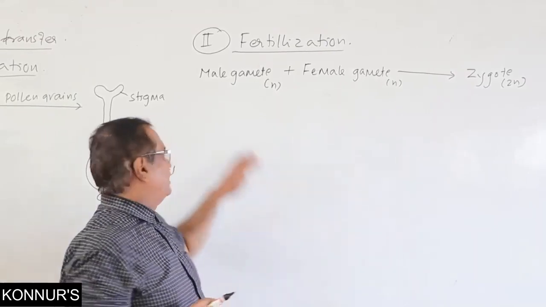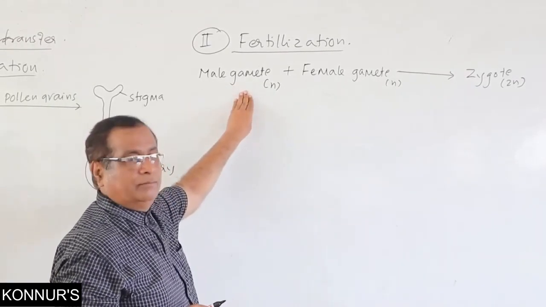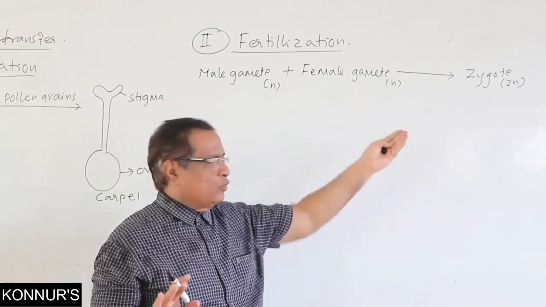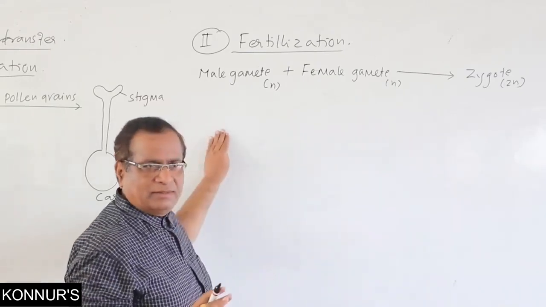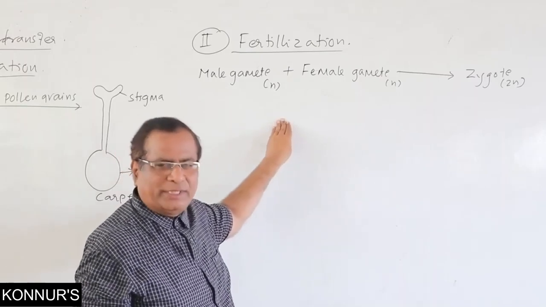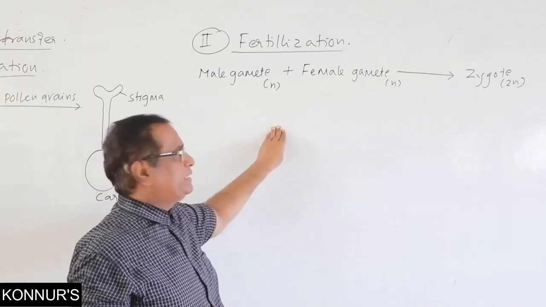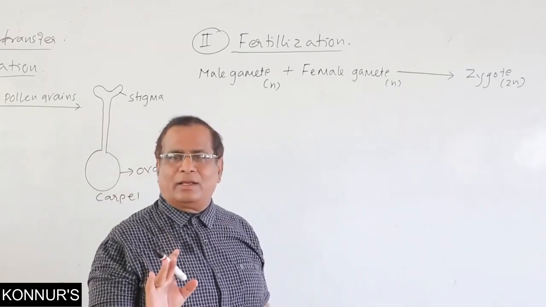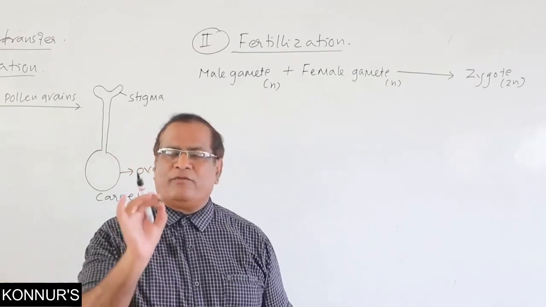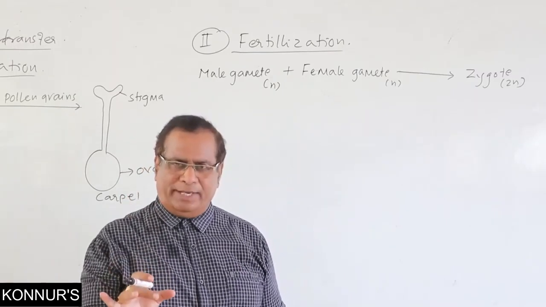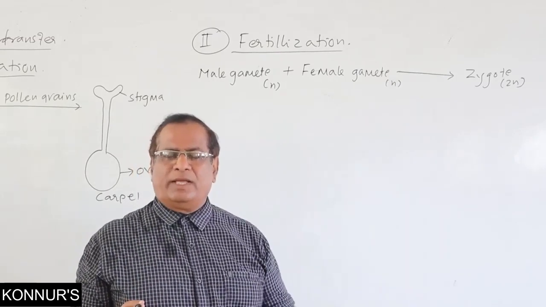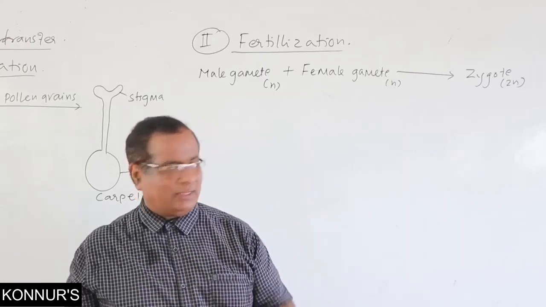In case of animals, the male gamete is sperm and the female gamete is egg or ovum, and a zygote will form. In case of plants, the male gametes, anthezoids or spermatozoids, fuse with egg or ovum to form zygote. That is the first formed diploid cell in the life cycle. And the zygote, whether it is formed in animals or in plants, is said to be zygote only.